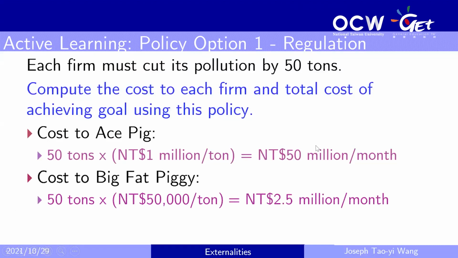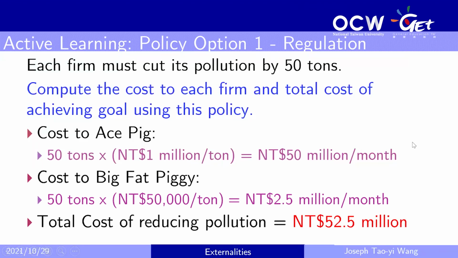The cost for Big Fat Piggy, because it's only 50,000 NT dollars per ton, multiplied by 50 tons, that's only 2.5 million NT dollars. So here you see why the low-cost firm and the high-cost firm, there's this huge contrast. I purposely made these numbers very extreme, so you see that it's more efficient to have the low-cost firm reduce pollution. And of course, the total cost is 50 million plus 2.5, so 52.5 million NT dollars.